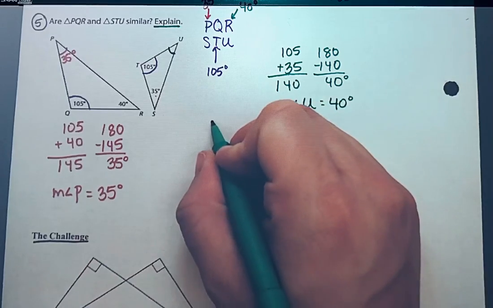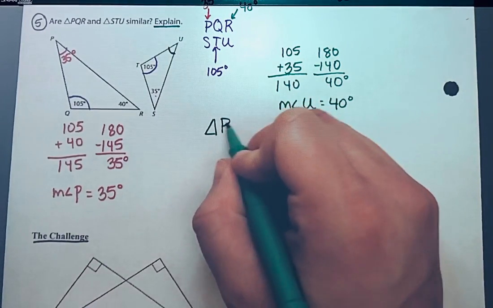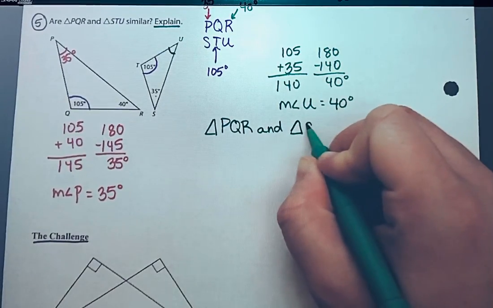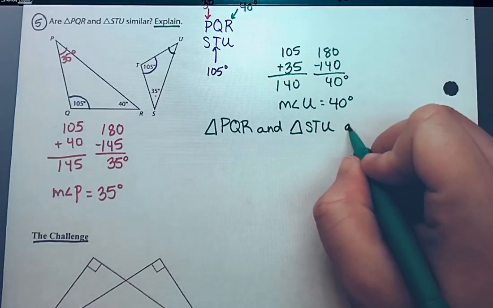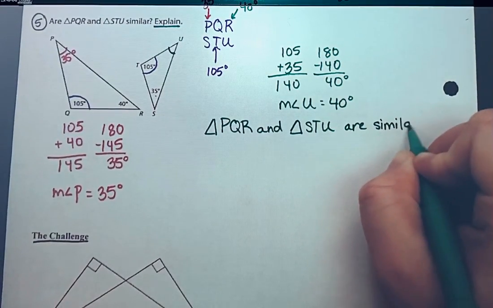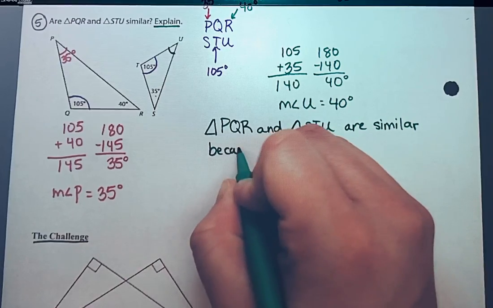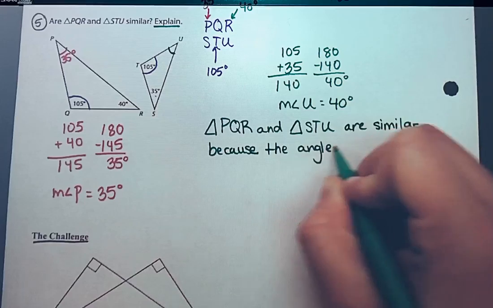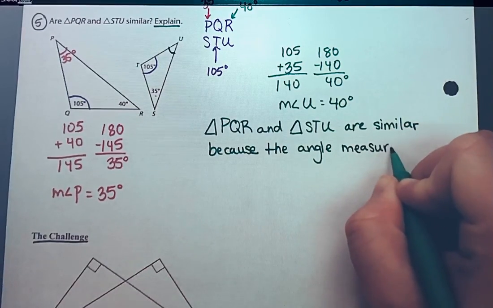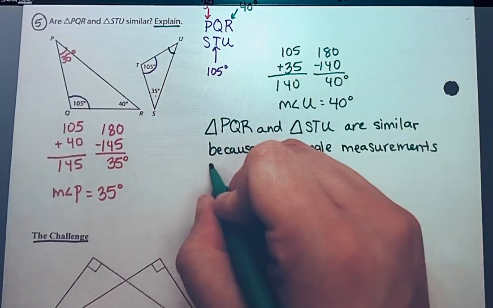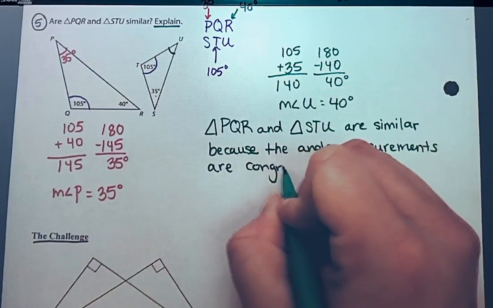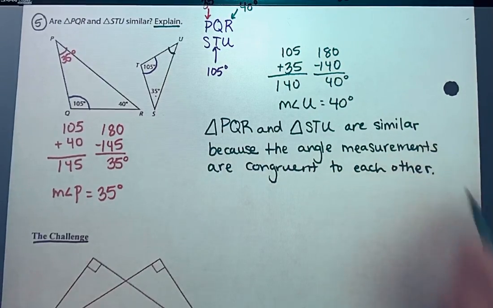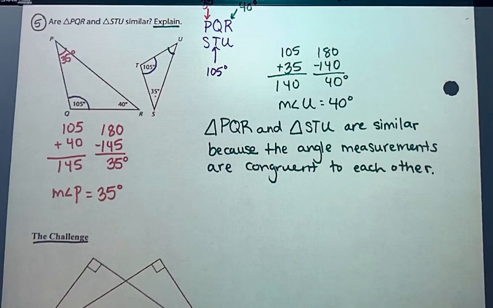So we're going to go back to the top and say triangle PQR and triangle STU are similar because the angle measurements are congruent to each other. They are congruent to each other.